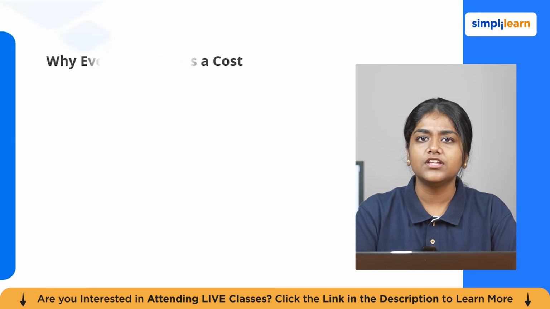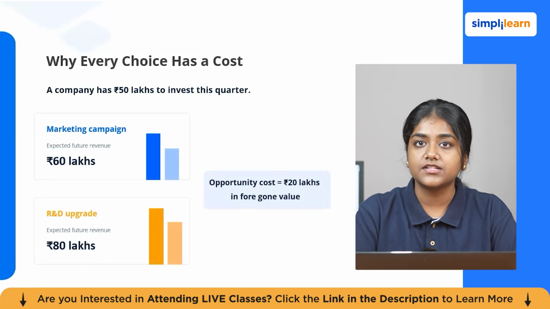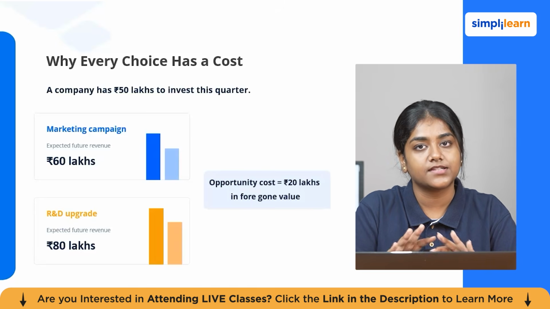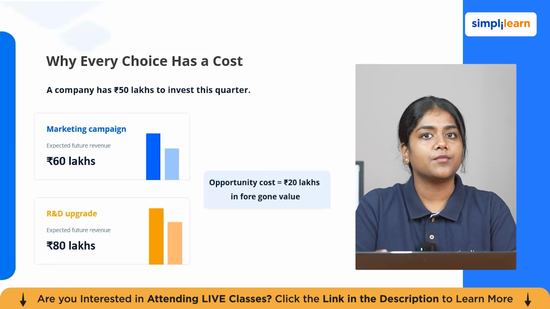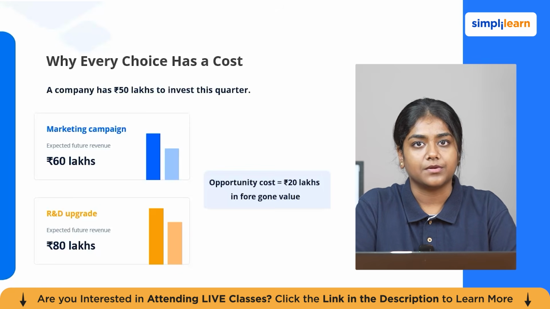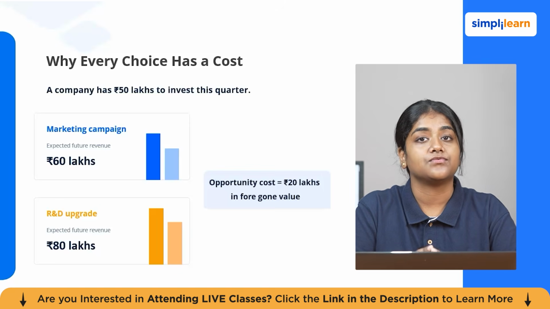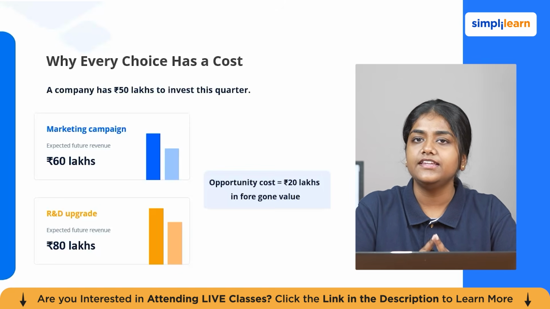So why does every choice have a cost? Every business decision, when you strip it down, boils down to one core economic problem, that is scarcity. Every business, from a roadside stall to a multinational enterprise, has limited resources: limited money, limited time, limited people, limited factory capacity, limited attention. And yet there are unlimited ways the resources could be used.